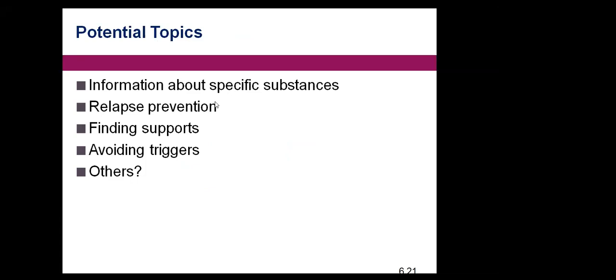So what are the potential topics that you can have in psychoeducation? Information about specific substances, yes. Relapse prevention, finding support, avoiding triggers, and others. So what are other topics that you can think of, or maybe you have covered in your own setting? Please, I want maybe 2 minutes for this. I want to hear other potential topics from the participants. What you think should be included, considering the different stages of recovery, and also what you have done in your own setting. So please, can we share? We have said relapse prevention, finding support, avoiding triggers. What other topics can we include?